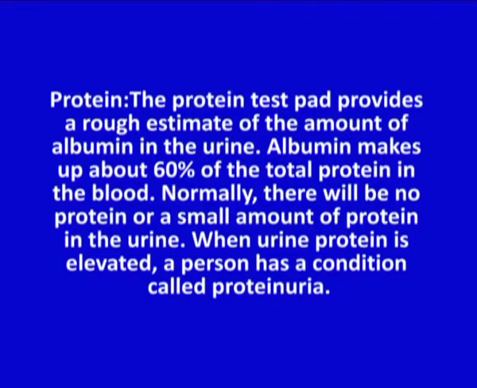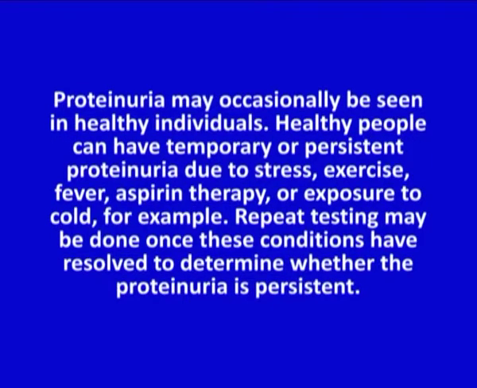Now, the protein. The protein test pad provides a rough estimate of the amount of albumin in the urine. Albumin makes up about 60% of the total protein in the blood. Normally, there will be no protein or a small amount of protein in the urine. When urine protein is elevated, a person has a condition called proteinuria. Proteinuria may occasionally be seen in healthy individuals. Healthy people can have temporary or persistent proteinuria due to stress, exercise, fever, aspirin therapy, or exposure to cold.